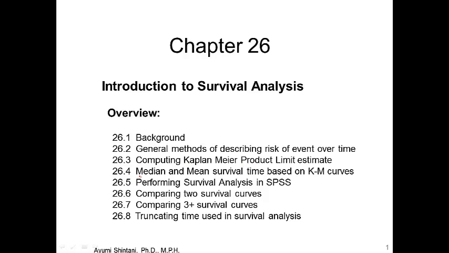And we will talk about elements in Kaplan-Meier curves such as median or mean survival time. And finally, we will use SPSS to draw Kaplan-Meier curves comparing survival between 2 groups, 3 groups or more. And lastly, I will show you how to edit your Kaplan-Meier graph by truncating time.